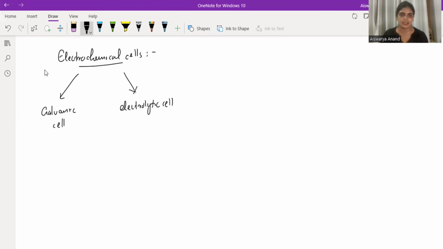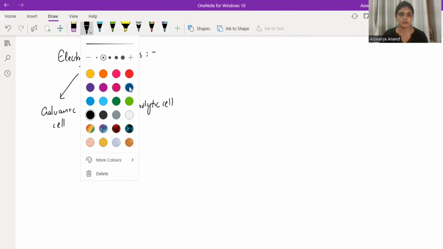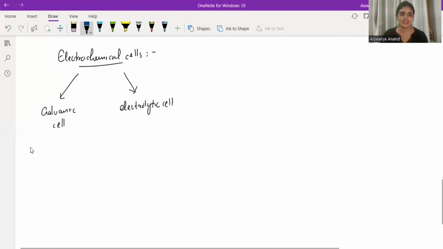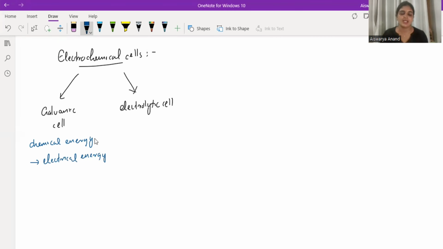Now, a galvanic or voltaic cell, in a very brief manner, we can say is something which is converting chemical energy to electrical energy. Chemical energy to electrical energy is called a galvanic cell. This chemical energy is converted to electrical energy because it's a spontaneous reaction. You can say delta G is negative.